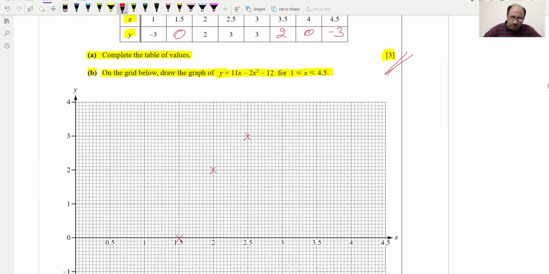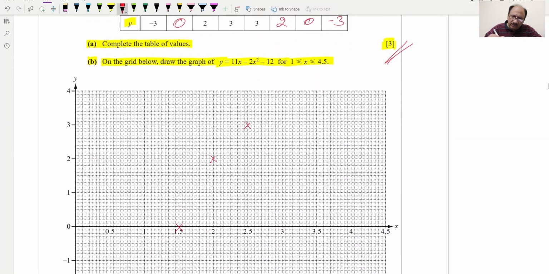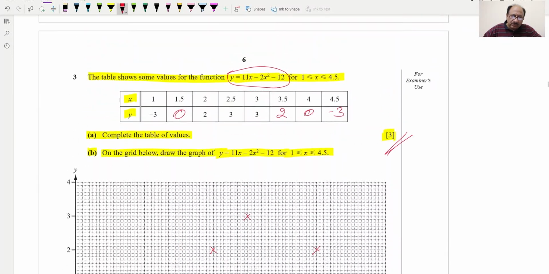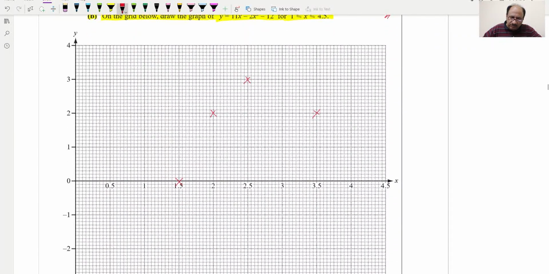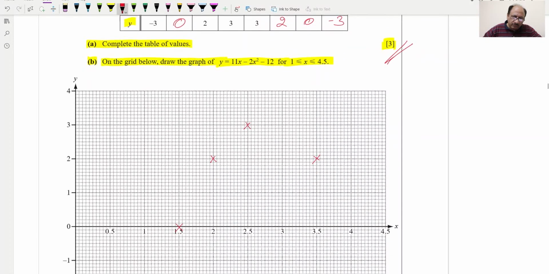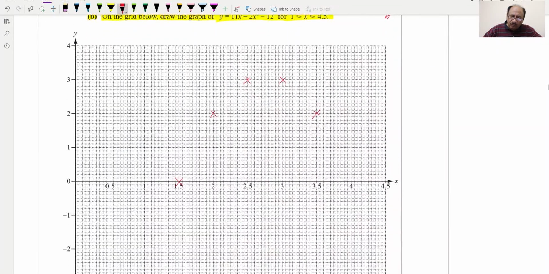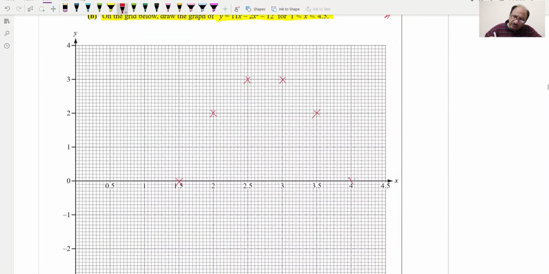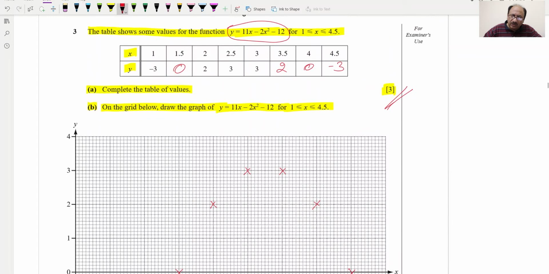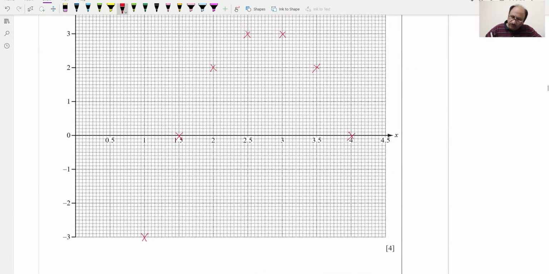3.5 and 2. 3.5 and 2 is this mark, this one, and 3 is also 3. We missed 1 point. 3 is also 3, so this one. Next is 4 and 0. 4 and 0 is this, and 4.5 and minus 3. 4.5 and minus 3 will be this point.